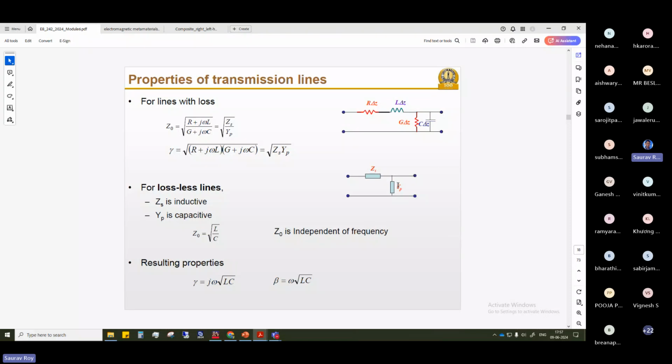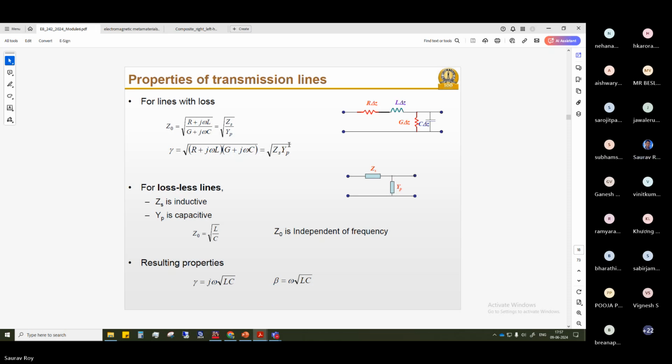Now if you take these things here, the well-known value of the characteristic impedance, R plus j omega L over G plus j omega C, you can just replace by ZS over YP. It's as simple as that, because we replace these terms with these terms here. Similarly, gamma is also given by this equation, and we can replace gamma with ZS and YP.